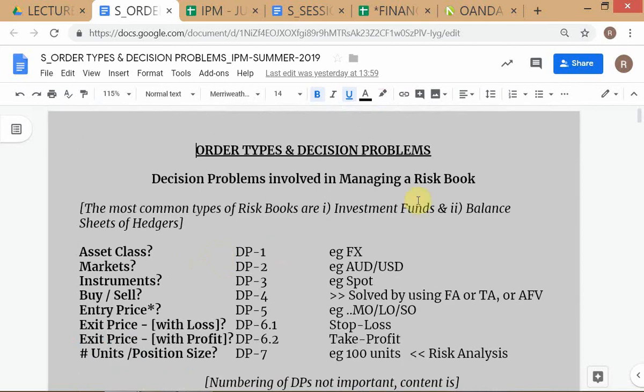The decision problems that we're going to cover are very common. As I've been saying, most of the stuff we are covering is common to both the management of investment funds and investment portfolios, which is the major type of problem, but it is also shared almost 100% by people managing corporate treasury and corporate balance sheets. Air India, for example, might have loans in foreign currencies and they're worried about exchange rate appreciation.